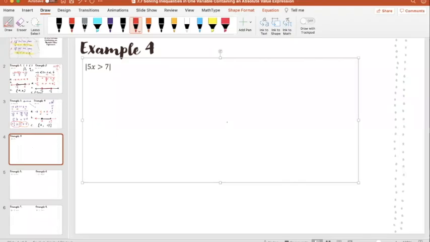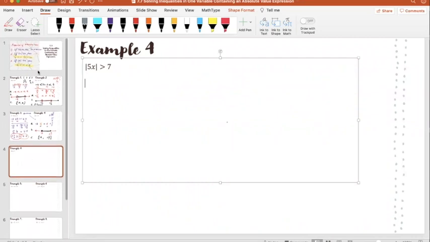Example 4, we have the absolute... all right, something is wrong here. It should be absolute value of 5x greater than 7. All right, so that's our example there. Absolute value of 5x greater than 7.